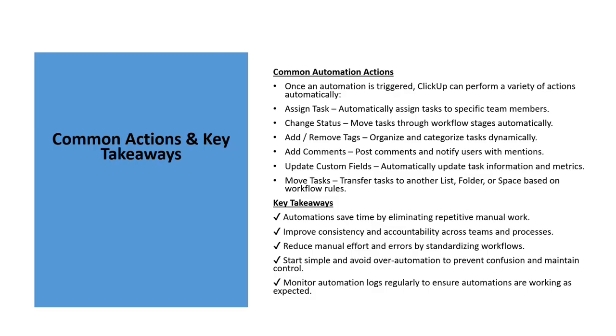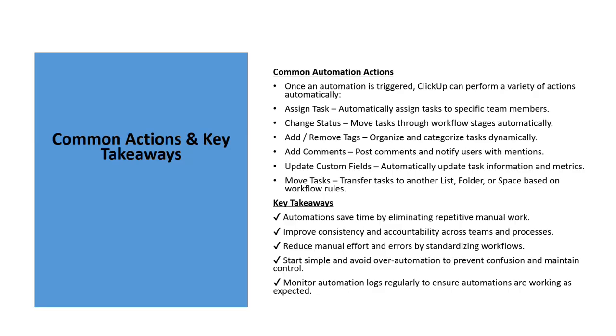Let's finish by reviewing some of the most commonly used automation actions and key lessons from this chapter. Once an automation is triggered, ClickUp can perform many different actions automatically. For example, it can assign tasks to team members, change task statuses, add or remove tags, post comments and notify users, update custom fields, and move tasks between lists, folders, or spaces. These actions help reduce manual work and keep workflows moving automatically.